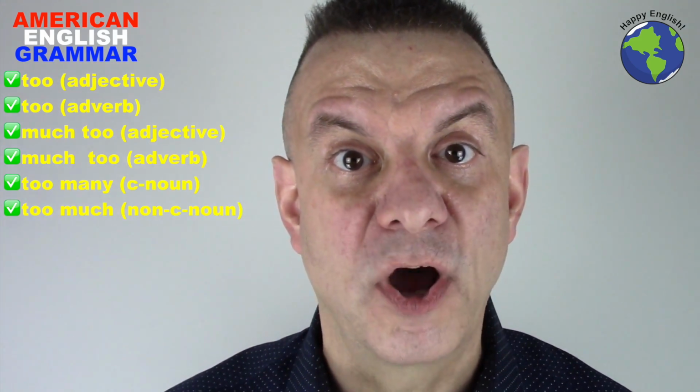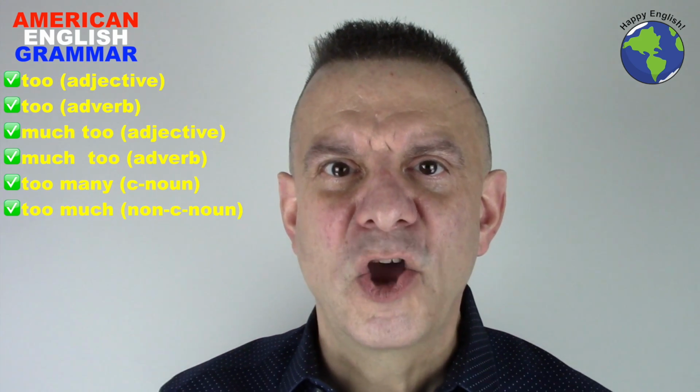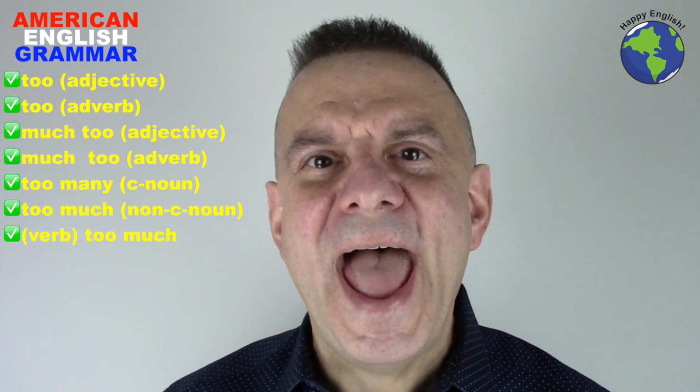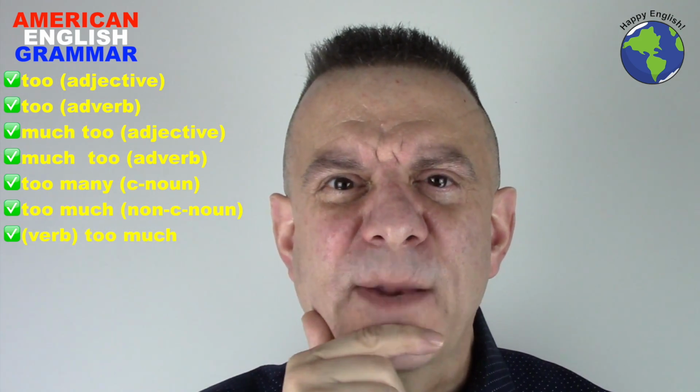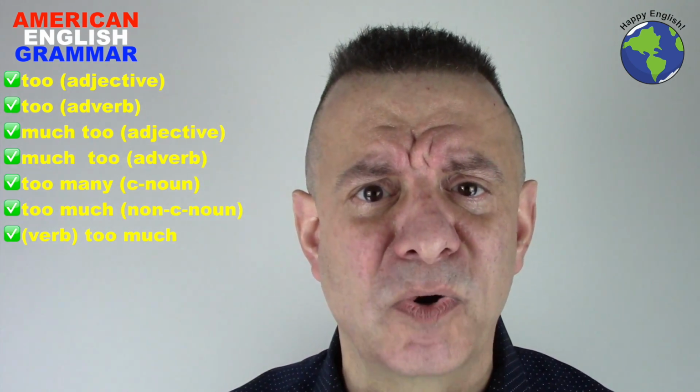Jack is always on YouTube. He has too much free time. That guy has too much free time. And lastly, we can use too much after a verb. I'm a little worried about Tommy. He smokes too much. Oh man, that guy smokes too much.